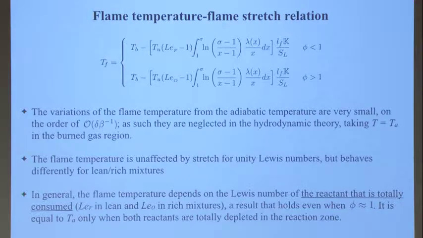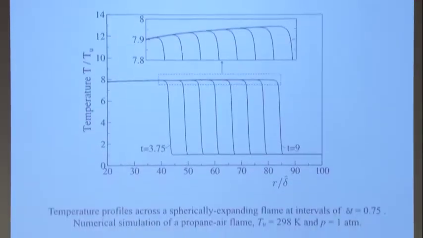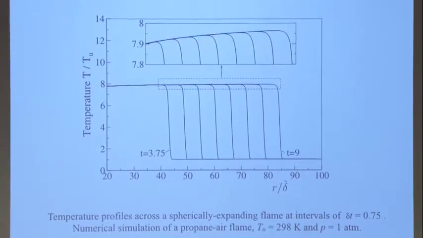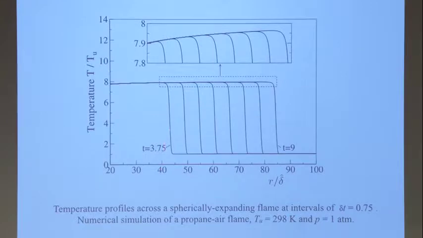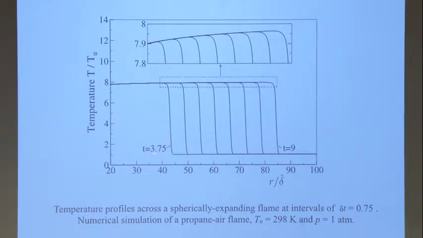So I will show you quickly two results. One is from DNS, numerical simulation of a spherical flame. This is the temperature as the flame advances. So it's the temperature profile as a function of the radial distance at different times. So you see from T equal to 3.75 to T equal to 9. If you look at the flame temperature, it looks almost like a straight line, but it's not exactly. If you zoom in, you see that there's a slight increase in slope. But the change, as I said, is indeed small.